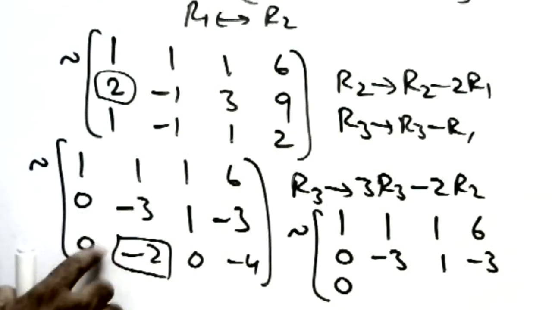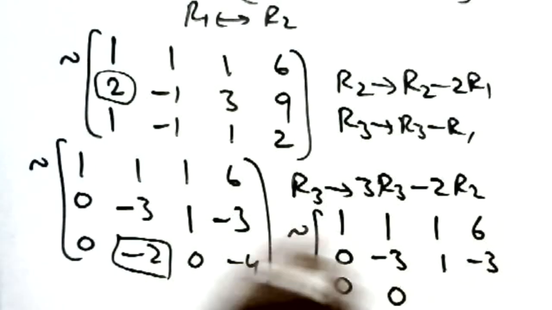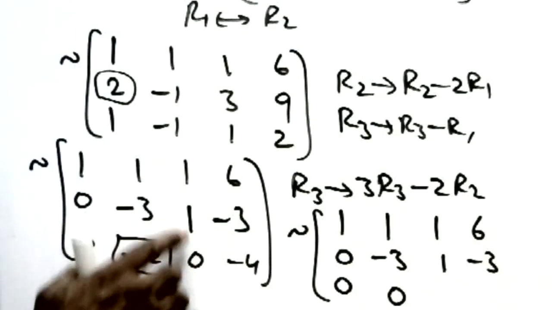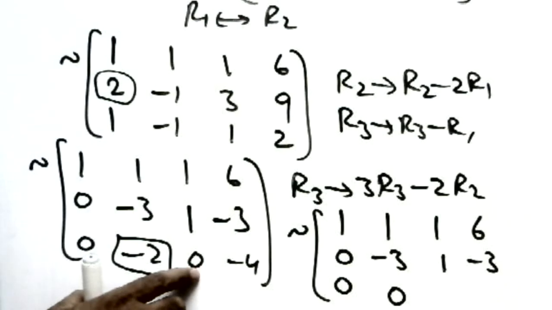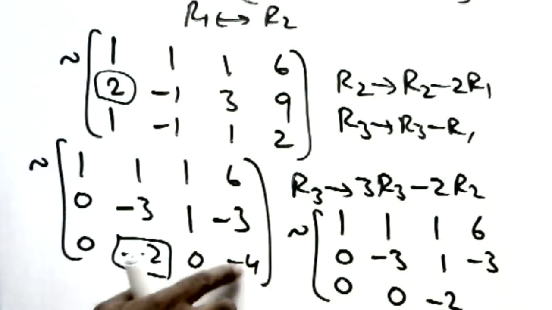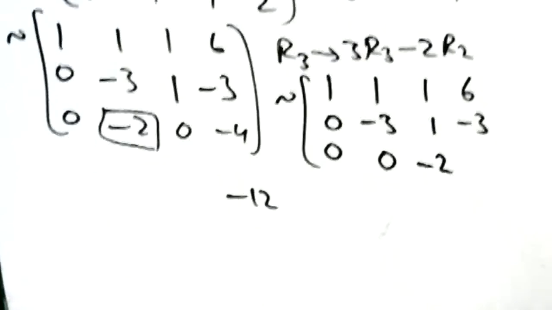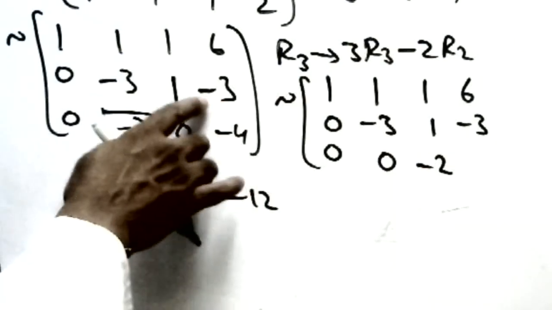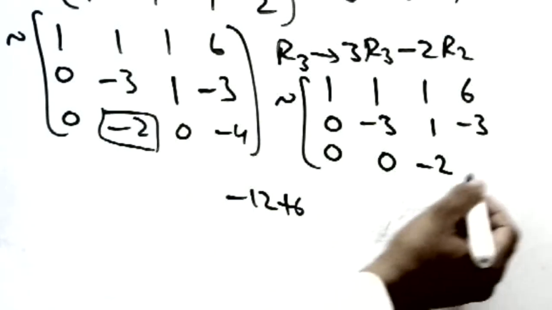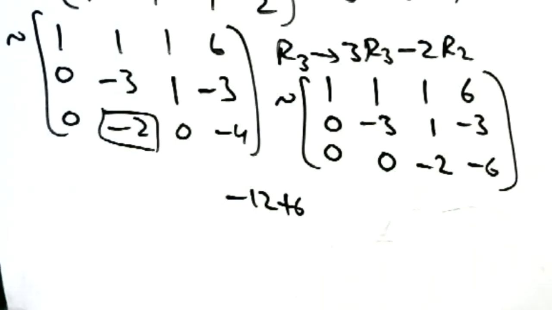Now lastly we are changing here. 0 will remain 0. Now if you multiply with 3, 3 twos are 6, minus 6 minus 1 is plus 6, will be 0. So 3 R3 minus 2 R2: 3 into 0 is 0, minus 2 ones are 2. Now lastly here 3 into minus 4 will be minus 12. Minus 2 times minus 3 is plus 6. Minus 12 plus 6 will be minus 6.